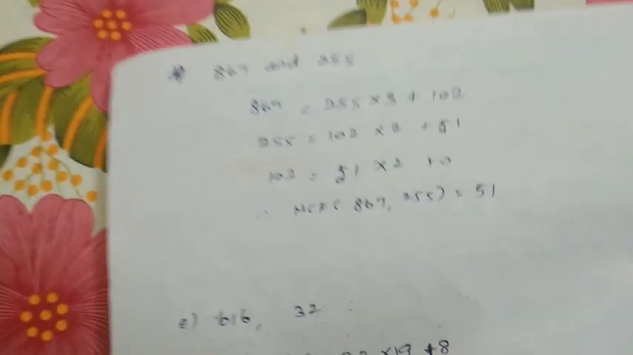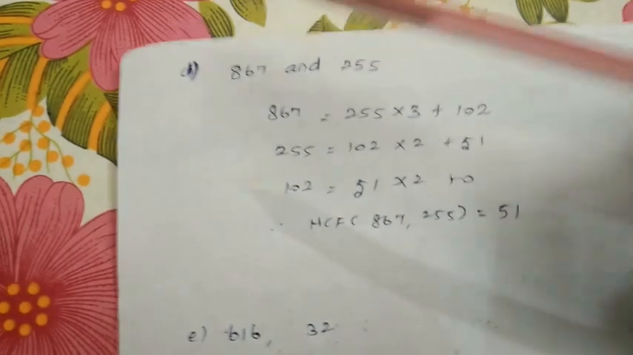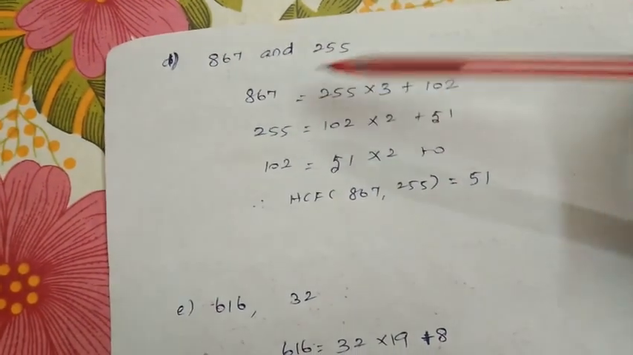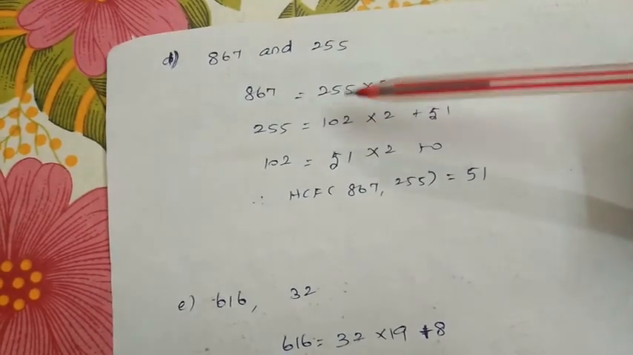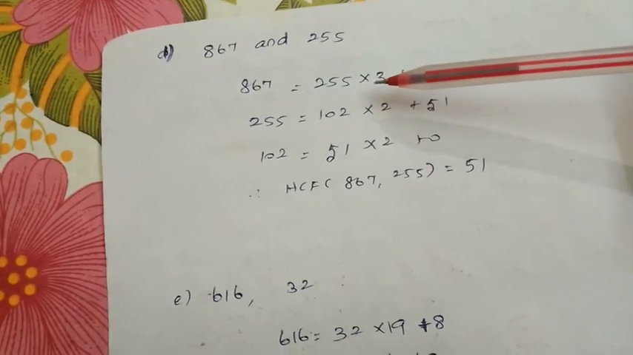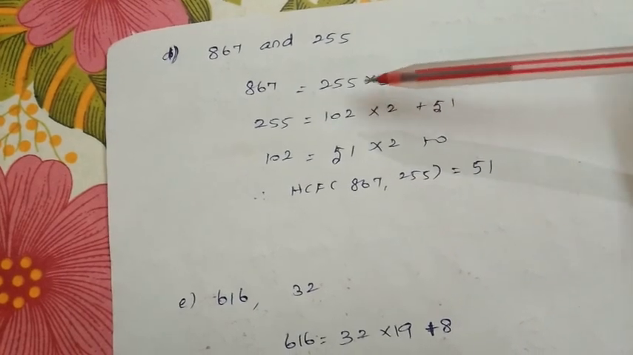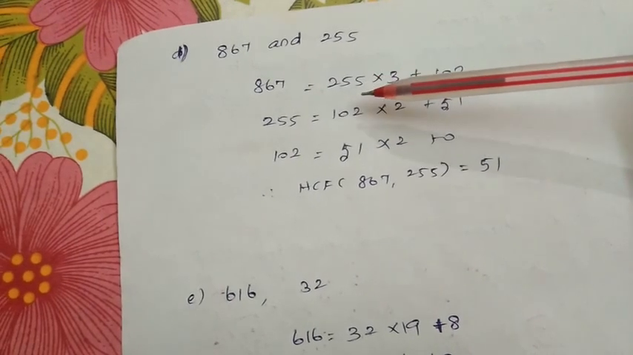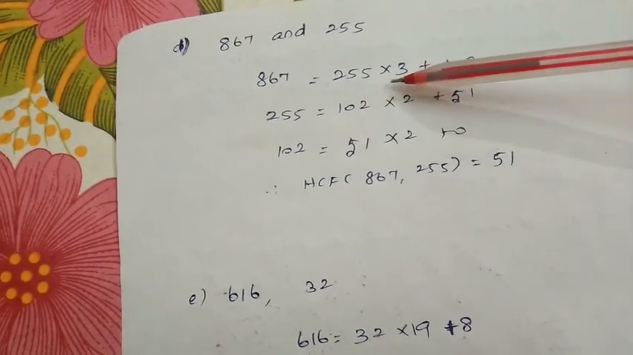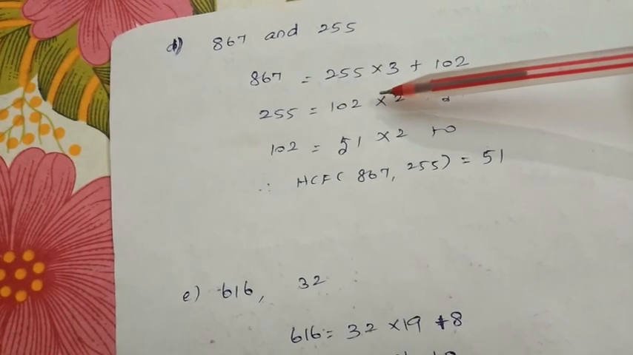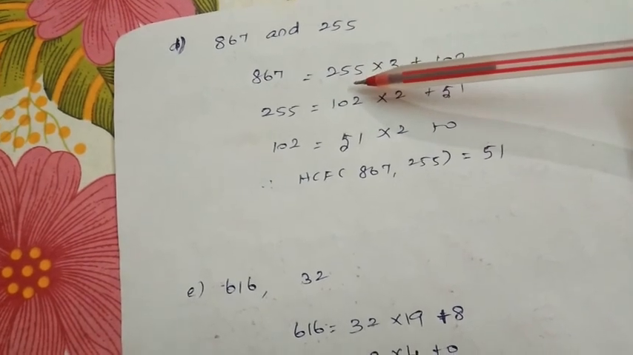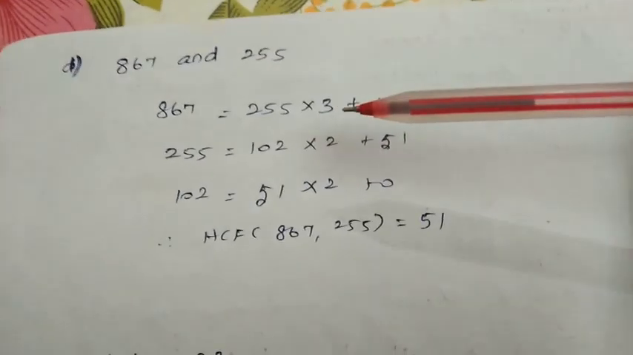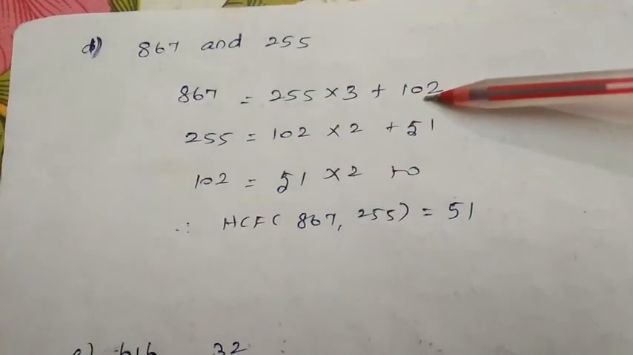Next problem. 867 and 255, a book problem. 867 equals, we need to choose 3. How many 255s are in 867? 2, 3, 4, like that we need to choose. 200 into 3 is 600, 250 into 3 is 750, so nearby, 3 is possible. If 4, then 4 into 200 is 800. So we choose 3. Now 255 into 3, the remainder we have is 102.